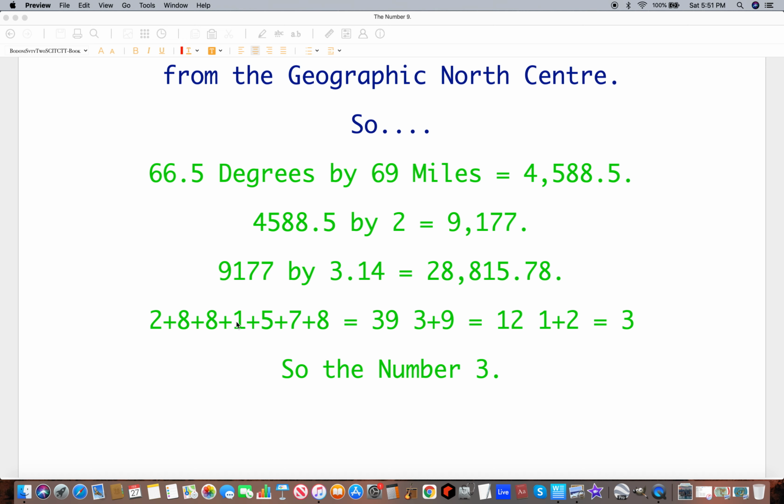Okay, now if we add all those numbers together, we get 39. 3 plus 9 equals 12. 1 plus 2 equals 3. So the number we get is 3. So for the Tropic of Cancer, using just the circumference on a flat world map is 3, numerologically, right?